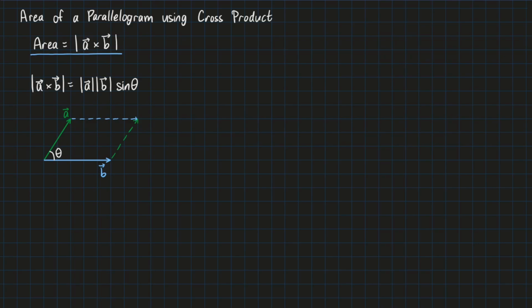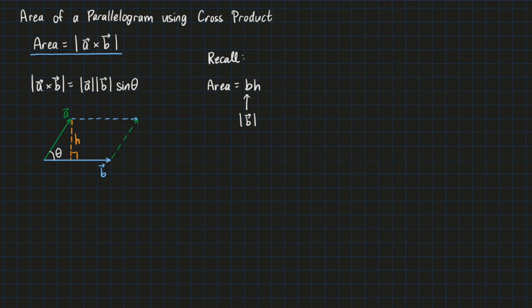So to help visualize this equation, recall that the area of a parallelogram is its base times its height. The base is the magnitude of vector B, and the height h is found by dropping a line from the top of the parallelogram to its base so that it is perpendicular to it. So this dashed line is the height h.